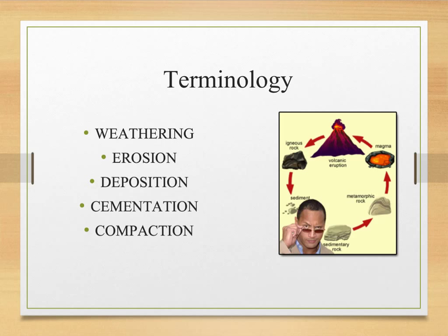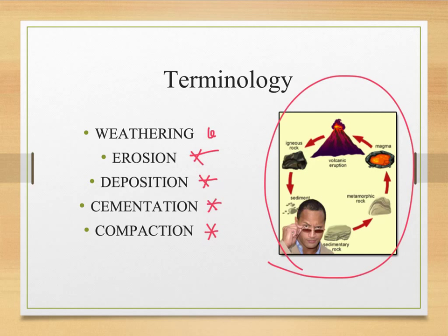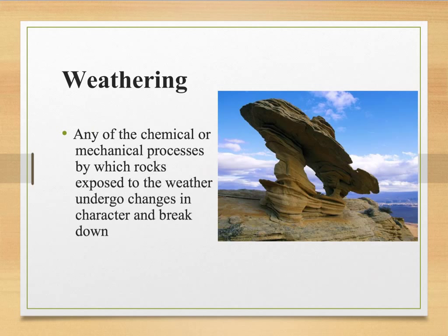To begin with, we have some terminology that we need to make sure we understand before we even get into the rock cycle. The first vocab word is weathering. Second is erosion. Third is deposition. Fourth is cementation. And fifth is compaction. Here's a diagram of the rock cycle. The very first term we're going to talk about is weathering.